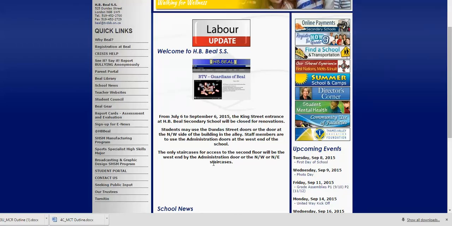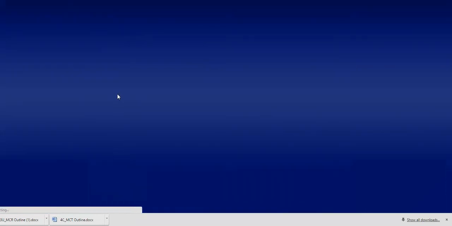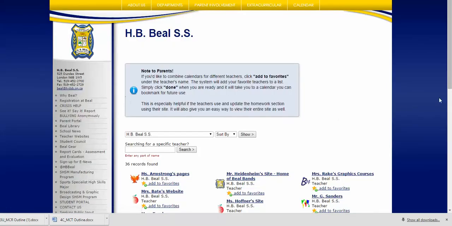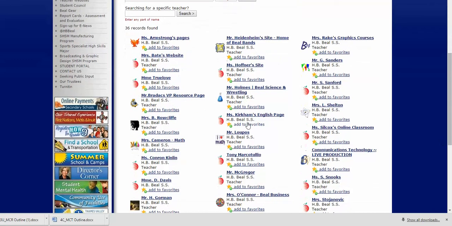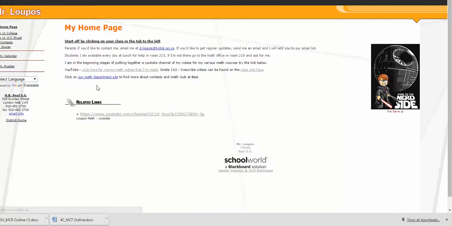The school website, you can find here. If you want to find anything for my class, you go to teacher websites. I'm about halfway down, right in the middle. Click here, and I haven't set it up yet, but over here I'm going to have the grade 11 university class. Click there, and that'll send you to links that are important for the class, notes and that sort of thing.